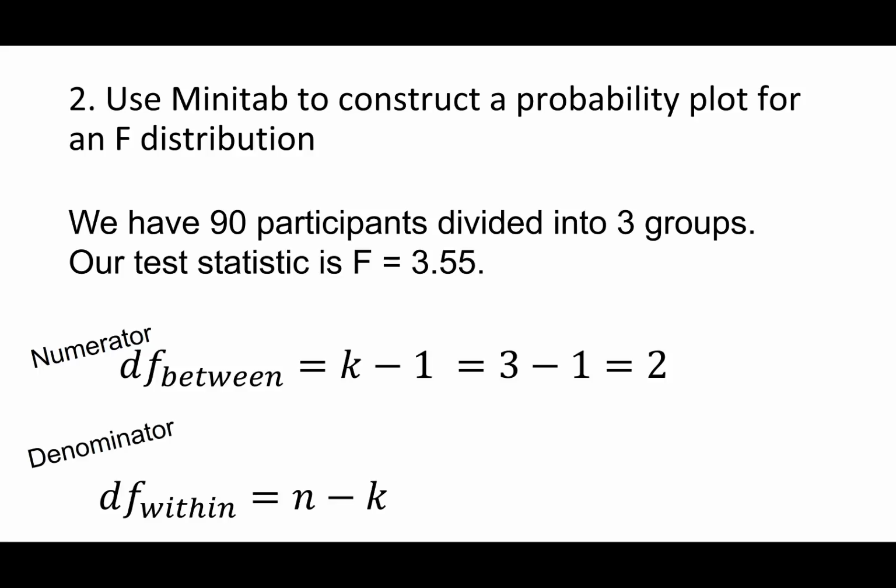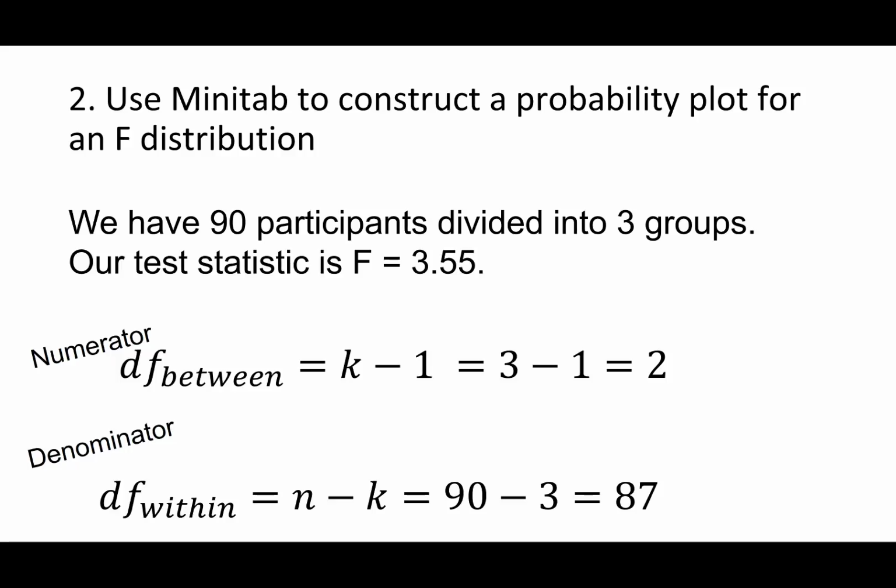Degrees of freedom within groups, which Minitab Express will call the denominator degrees of freedom, is n minus k, where n is the total sample size and k is still the number of groups. With a total sample size of 90 and 3 groups, there are 87 within groups degrees of freedom.